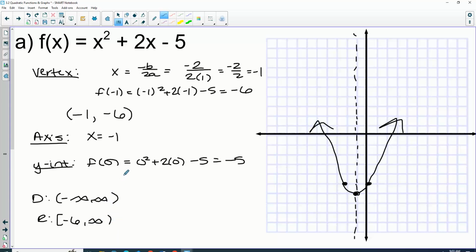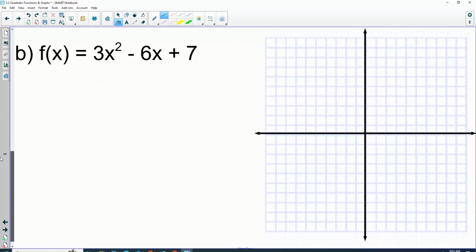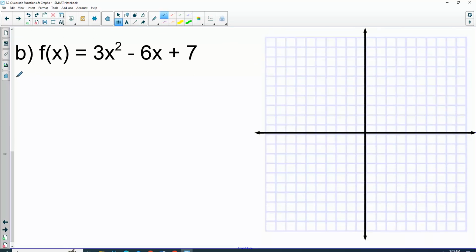All right, let's do that to graph another one. So, first I want my vertex. To find a vertex, we do x equals the opposite of b, so the opposite of -6 is +6, over 2 times a. So I get 1.